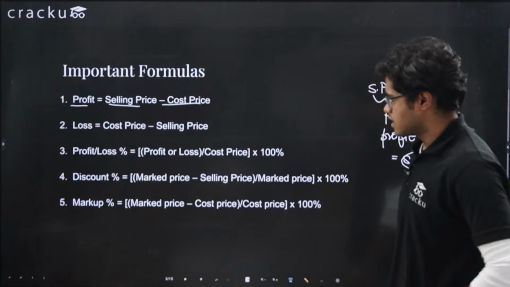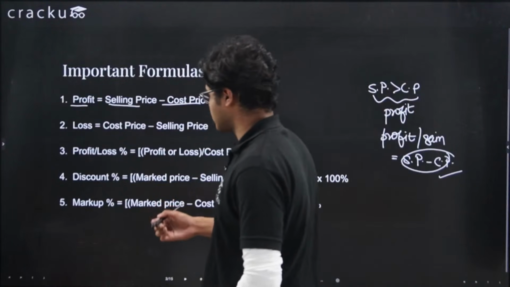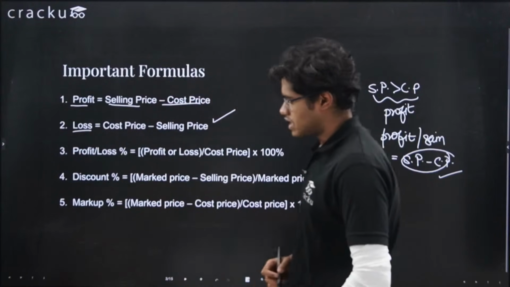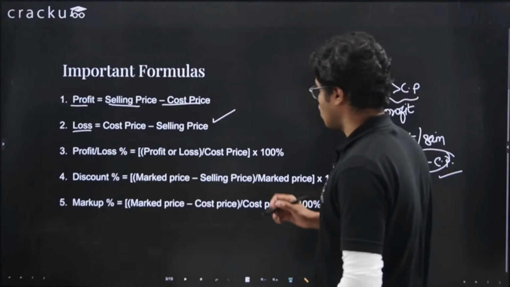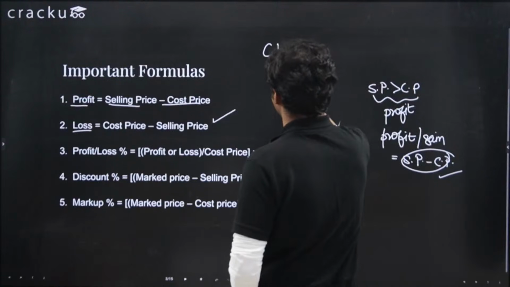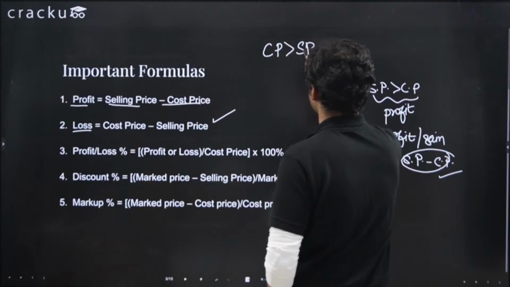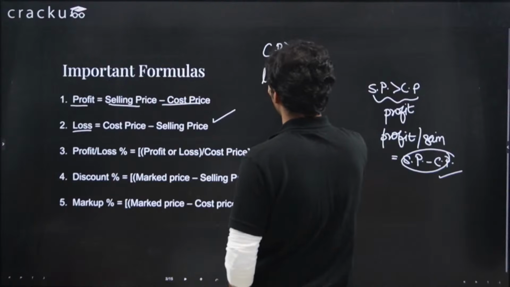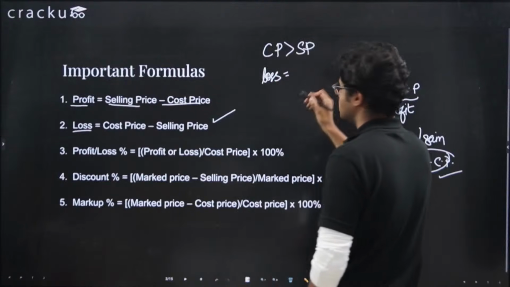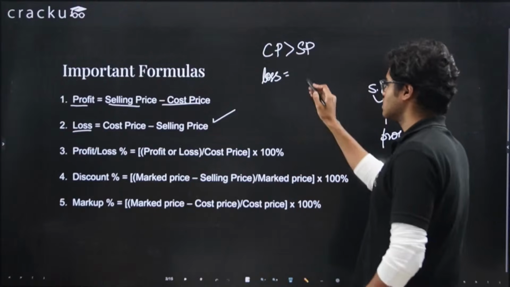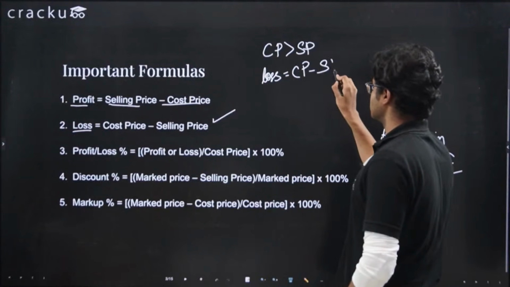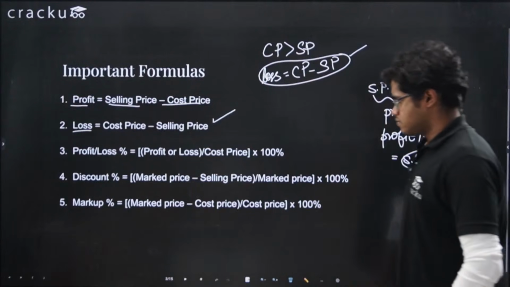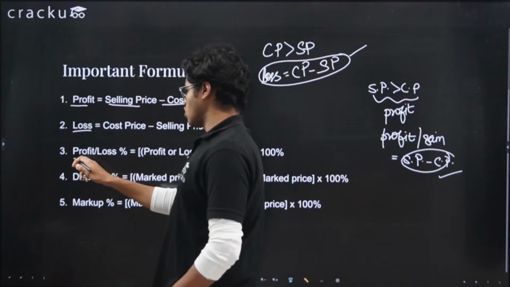Then the second formula is loss equals cost price minus selling price. So when does loss happen? Loss happens when our cost price is greater than the selling price. When CP is greater than SP, then loss happens. And what is the value of loss? Loss we can write as the difference of cost price minus selling price, so it is CP minus SP.